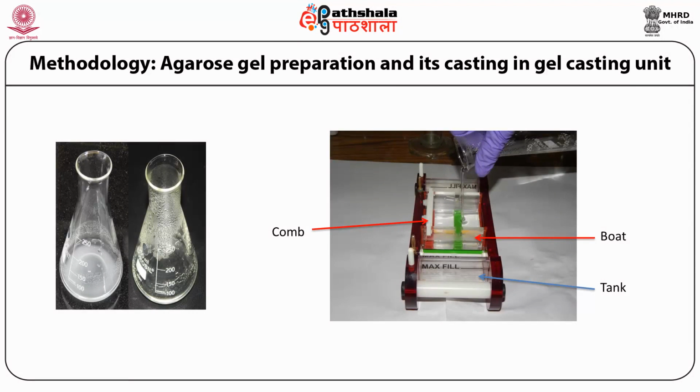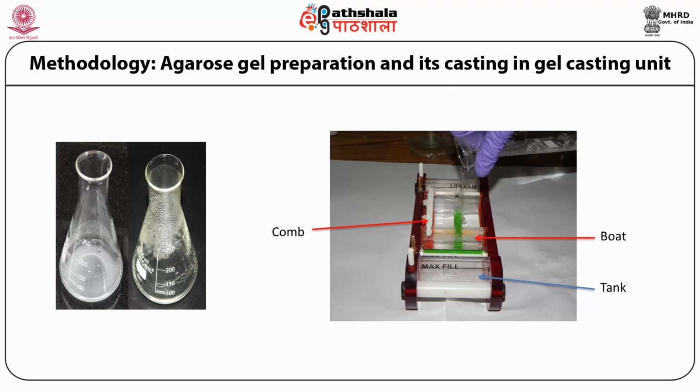For performing agarose gel electrophoresis, agarose gel is to be prepared and it has to be cast in a casting unit. For this purpose, agarose is dispersed in 1x TAE or TB buffer, as explained earlier, without clumps in a clean glass conical flask to obtain the required concentration of gel. The contents are heated in a microwave oven or on a hot plate.